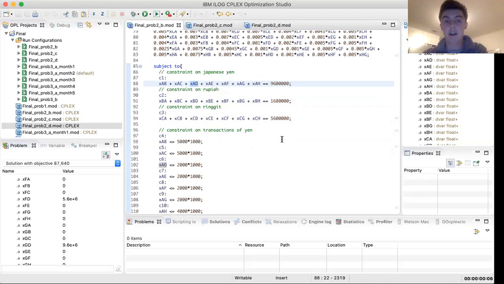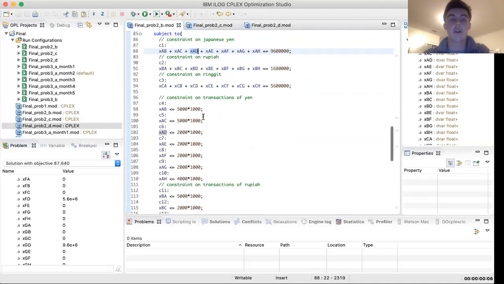As mentioned prior, there are also transaction limits. So for example, as stated in the problem, you can only convert a certain amount of yen to rupiah and a certain amount of yen to US dollars. There are limits that the government sets. So these limits were in terms of 1,000 US dollars. So the limit for converting yen to rupiah, A to B, was 5,000, multiplied by 1,000 US dollars worth. So 5 million. So you can only convert 5 million US dollars worth of yen to rupiah. You can only convert 2 million US dollars worth of yen straight to US dollars.